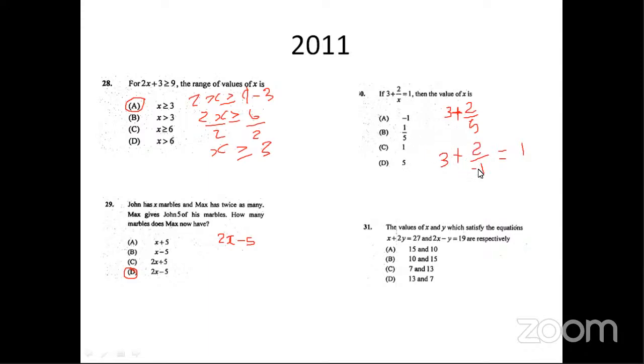So again, you can test the values. 2 divided by negative 1 will end up giving us what value? Negative 2. And so in the end, we will get 1. So that is definitely a way to go.